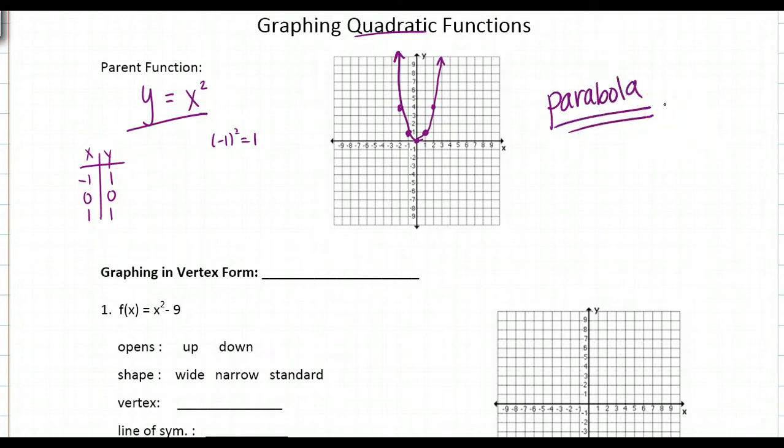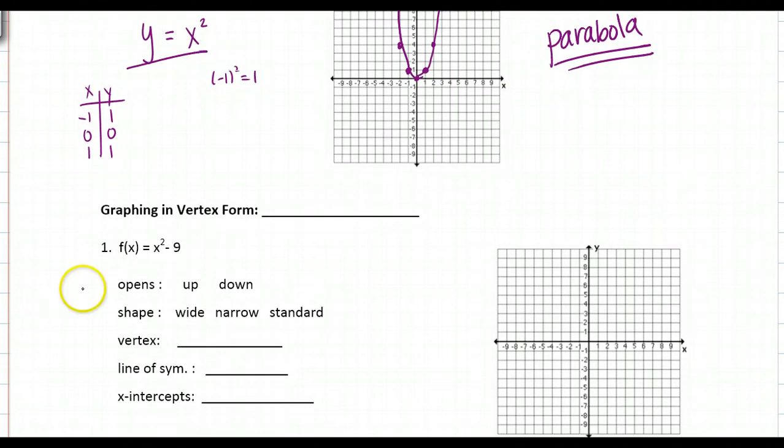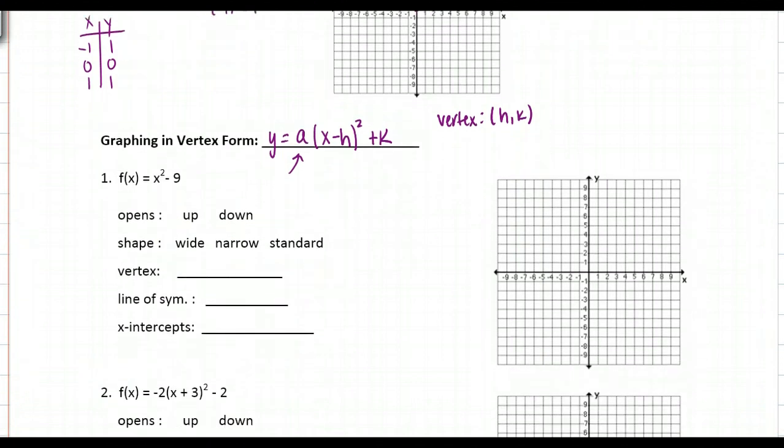Hopefully you remember some of this from your past math experiences, but I know that you all know how to make an xy table, so you can always do that to graph a function. So the first thing we're going to do is graph something in vertex form, which would mean y equals a times x minus h squared plus k, where our vertex is (h, k), and we can figure out the shape by a and whether it opens up or down, and I'll show you how that's going to work.